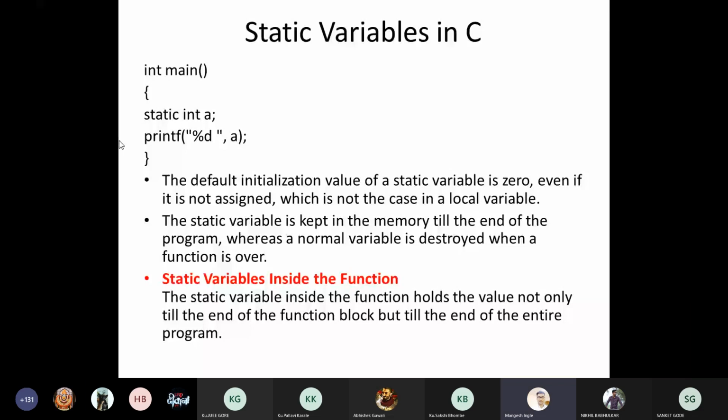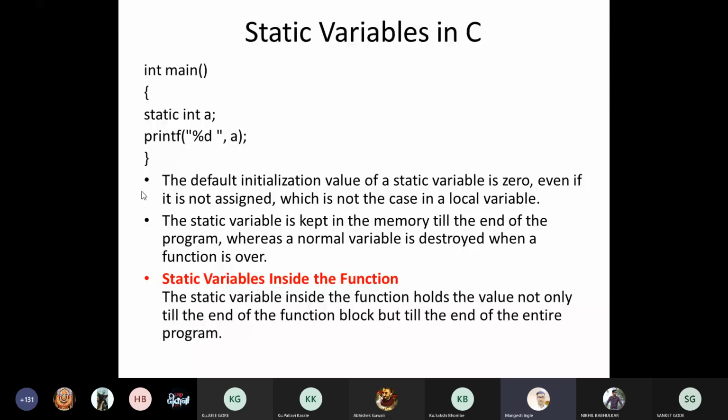The variable having the static keyword, you can call it a static variable, and the default value for a static variable is zero, even if it is not assigned. Assigned means we have not given it any value, like int a = 20. Assigning a value means providing a value.